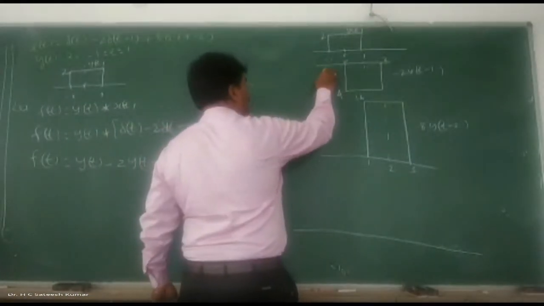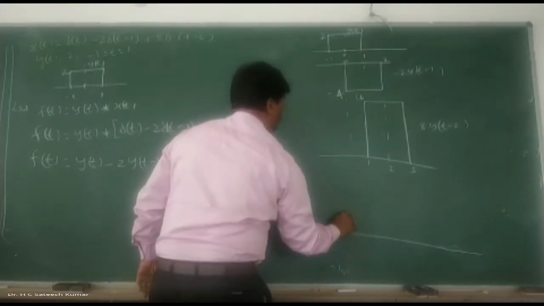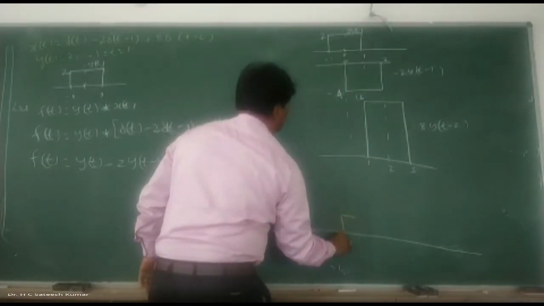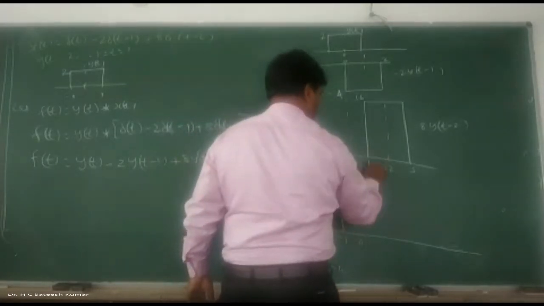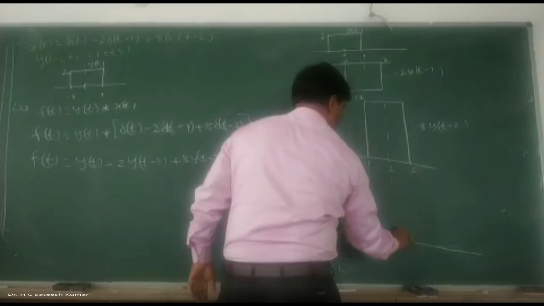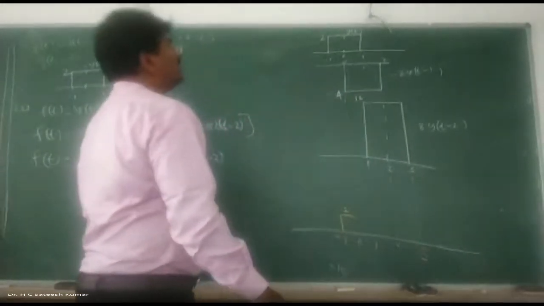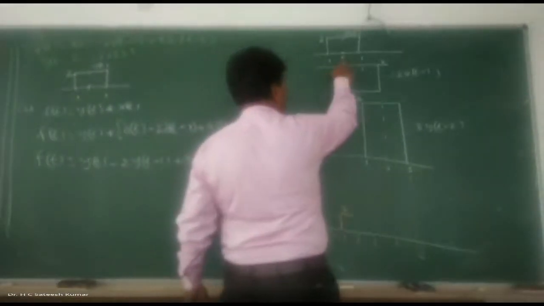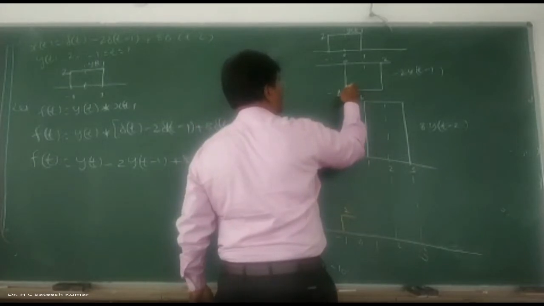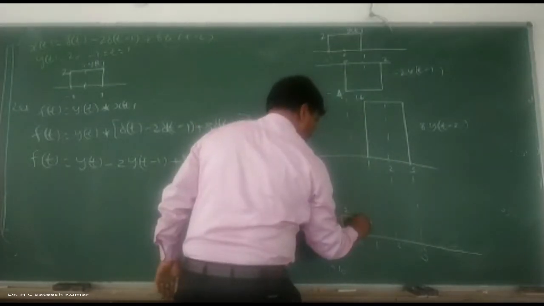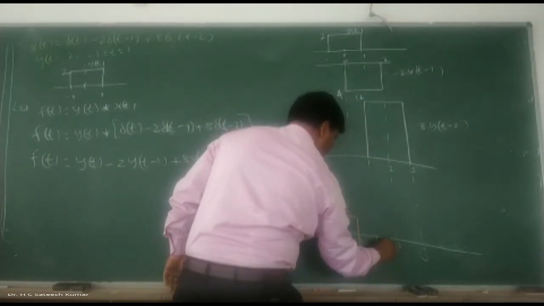0 plus 0 plus 2. Therefore, up to this point, only 2. From -1 to 0, its amplitude is 2. This is 1, 2, 3. Okay, right. Between 0 and 1, what we have is -4 plus 2 is -2. -2 you will get at 1.